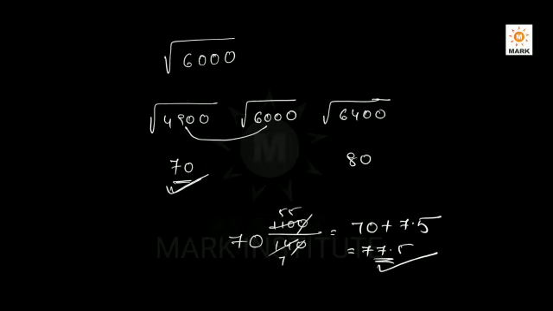That means when the number is not a perfect square, you can also find the very nearest value by using the approximate square root.